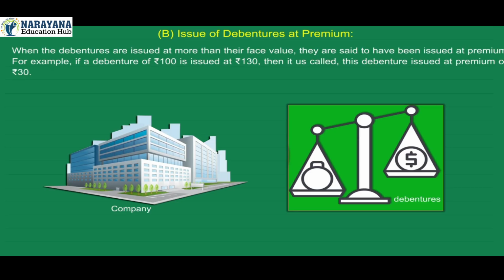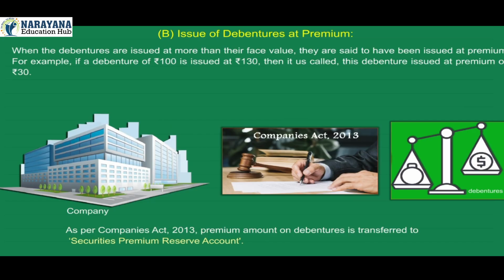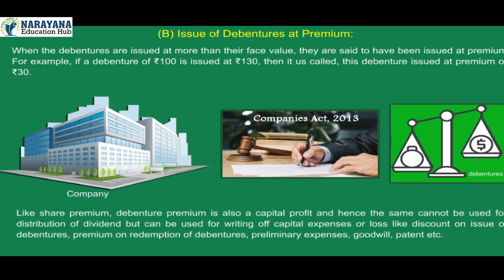of ₹30. As per Companies Act 2013, premium amount on debentures is transferred to securities premium reserve account. Like share premium, debenture premium is also capital profit and hence it cannot be used for distribution of dividend but can be used for writing off capital expenses or loss like discount on issue of debentures, premium on redemption of debentures, preliminary expenses, goodwill, patent, etc.